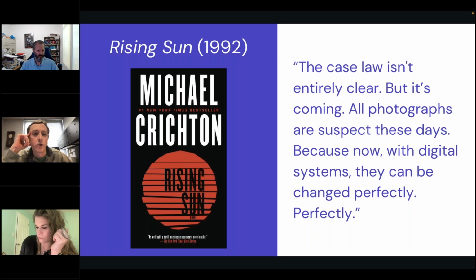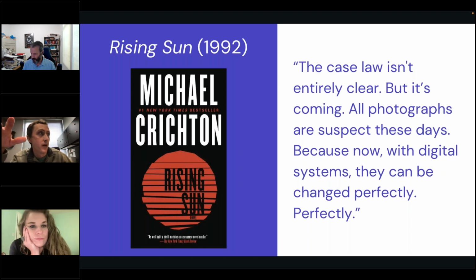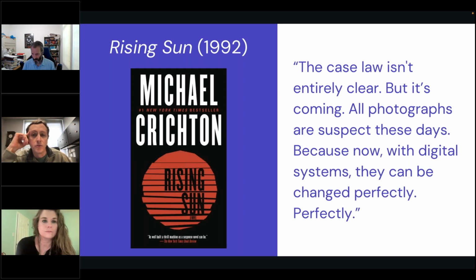For instance, Michael Crichton's novel from 1992, Rising Sun, which is a crime thriller, and it talks about a criminal proceeding, an investigation, and a court trial where photographic manipulation comes into play. In this book, discussing this matter of the perfect fake, one of the characters says the following: "The case law isn't entirely clear, but it's coming. All photographs are suspect these days because now, with digital systems, they can be changed perfectly."